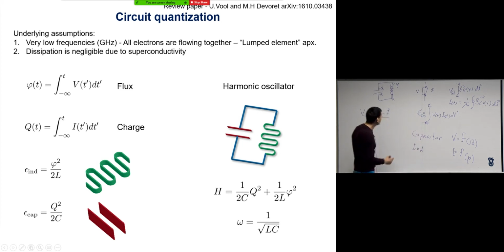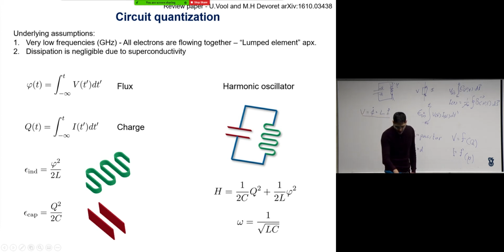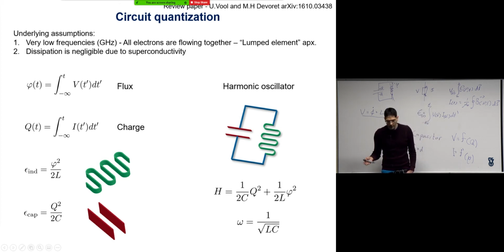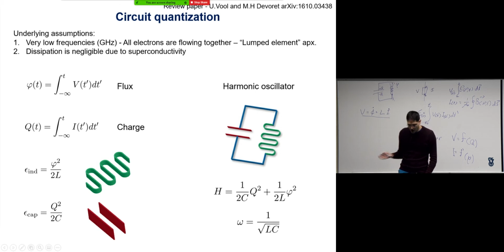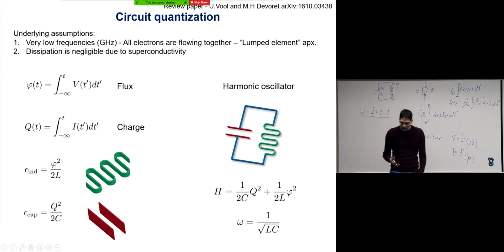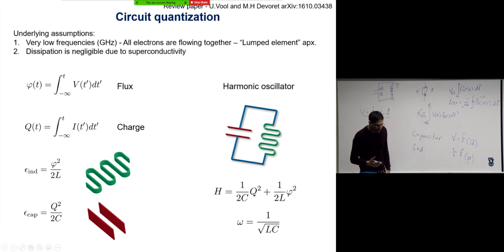And if you write a Hamiltonian for the circuit, you will get what is written down here, H equals 1 over 2C Q squared plus 1 over 2L phi squared, where this is a regular classical harmonic oscillator with a resonance frequency 1 over square root of LC.